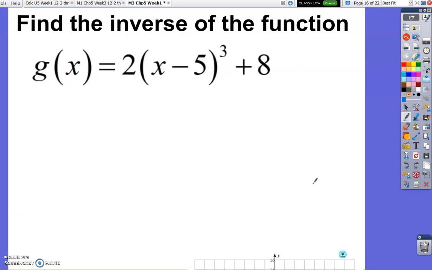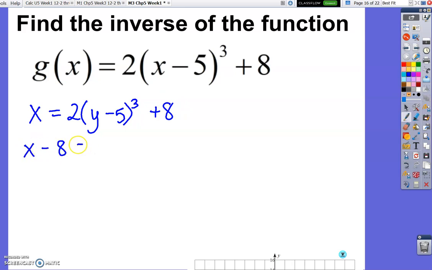And that would be this one with cubes. And so it's similar. I use similar numbers because I'm boring like that. And again, we start the same way. Now, I'm not going to bother to rewrite it. I'm just going to start with the switch. So I'm now going to have x over here equals 2 parentheses y minus 5 cubed plus 8. So there I am. And so now I'm going to solve for y.